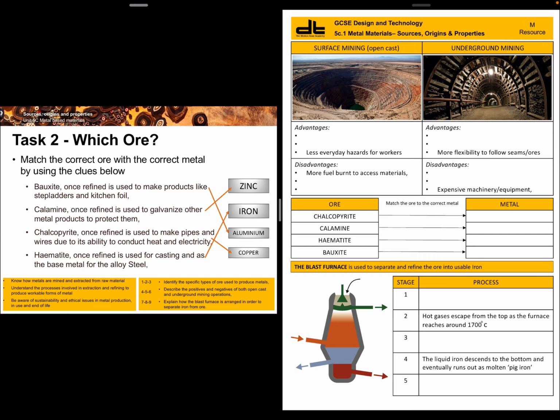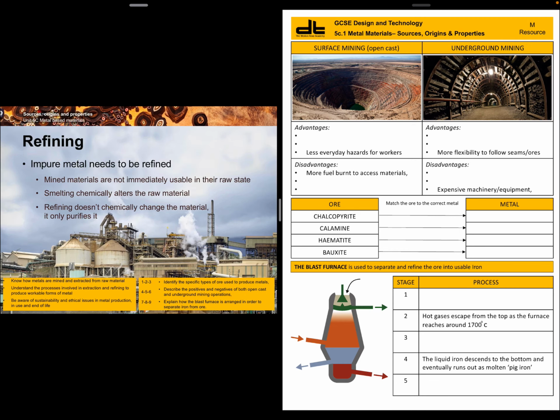That one is quite clearly iron. Now, iron's got quite a few different ores which can be used to create it. So you've got hematite there. You've also got things like magnetite. There's quite a few different options.